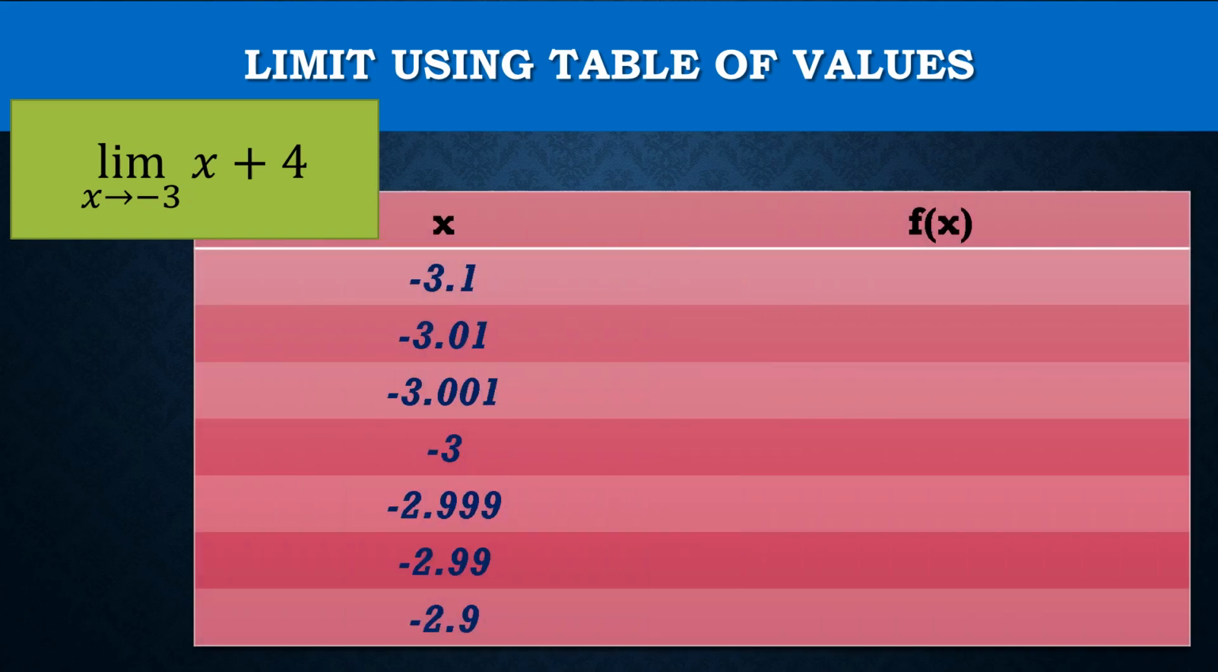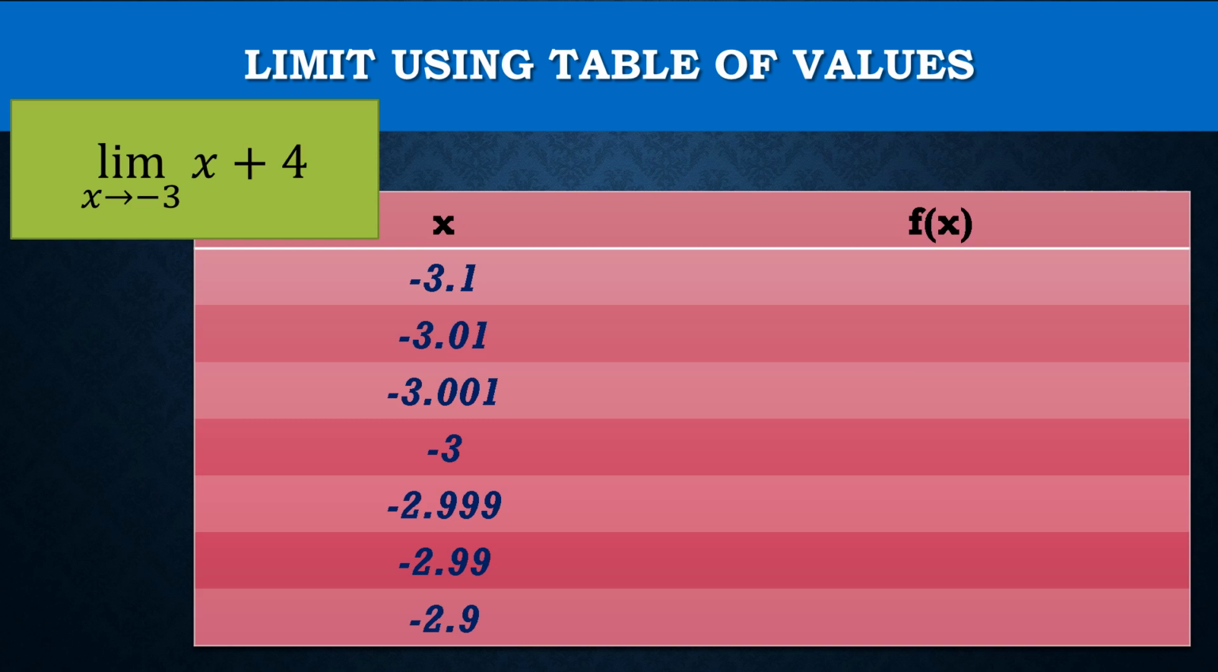Tingnan natin kung tama gamit yung table of values. So here I set values of x, which are negative 3.1, negative 3.01, negative 3.001, papunta sa hinahanap nating c, or x is equal to c. That is negative 3. Okay? Then from the right of negative 3 naman, we have negative 2.99, negative 2.9, and we have negative 2.9.